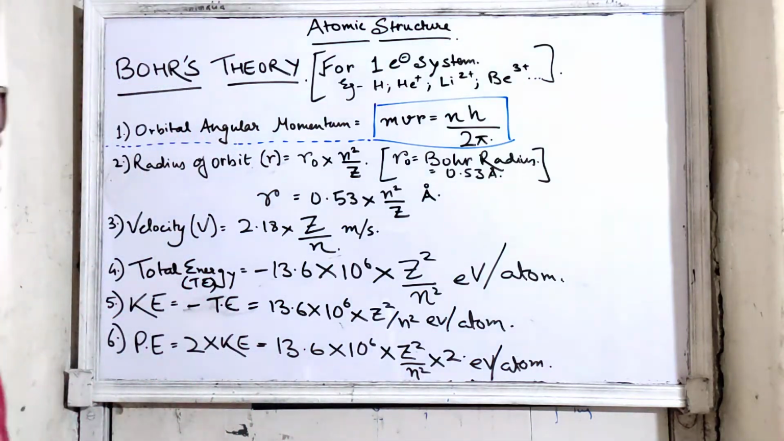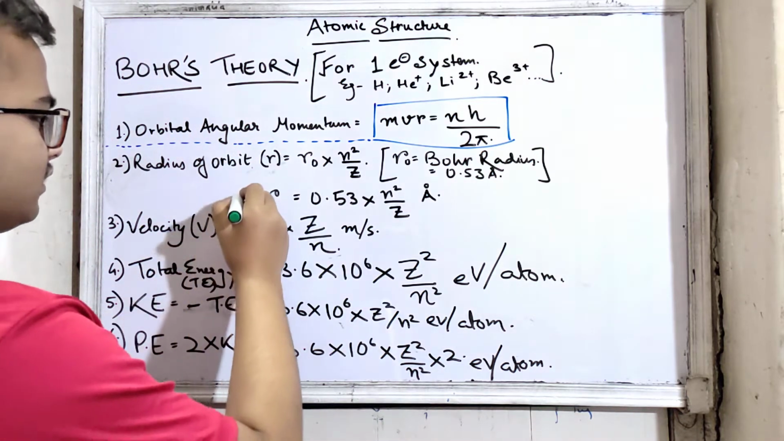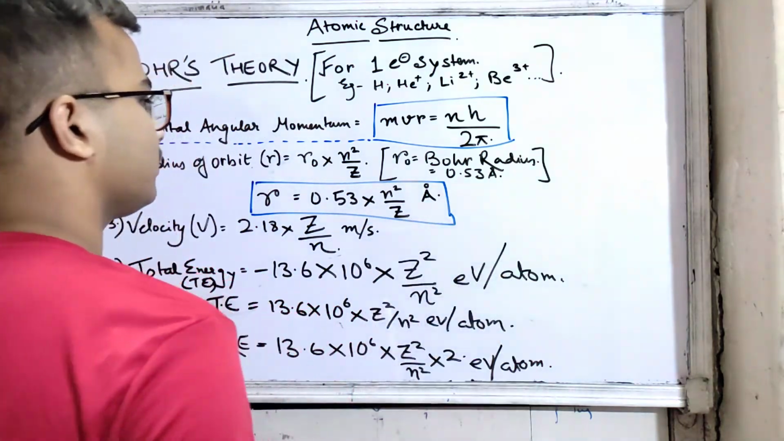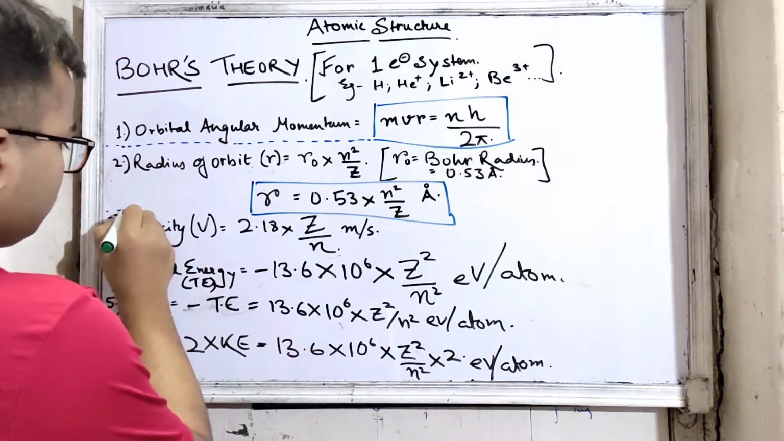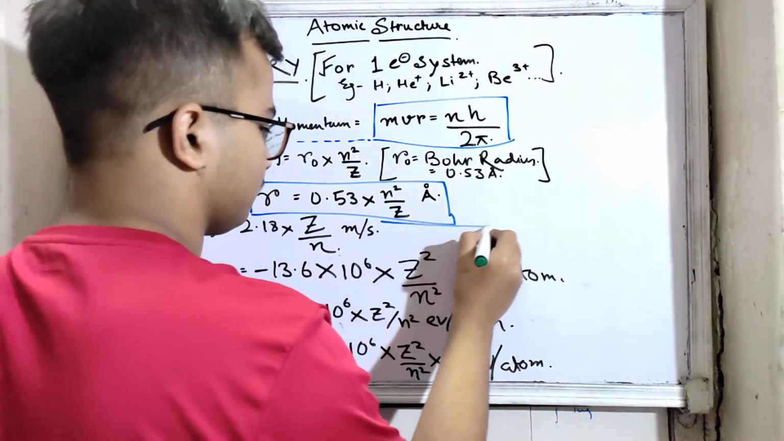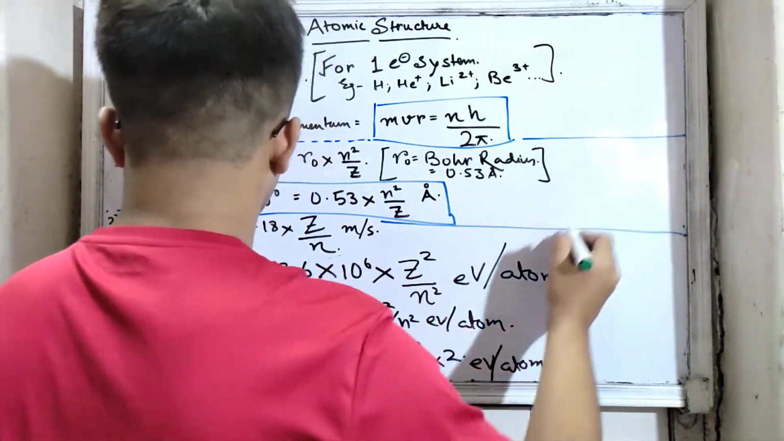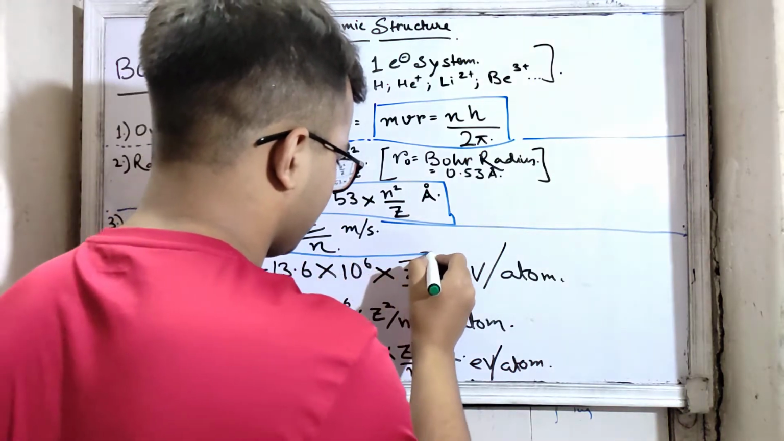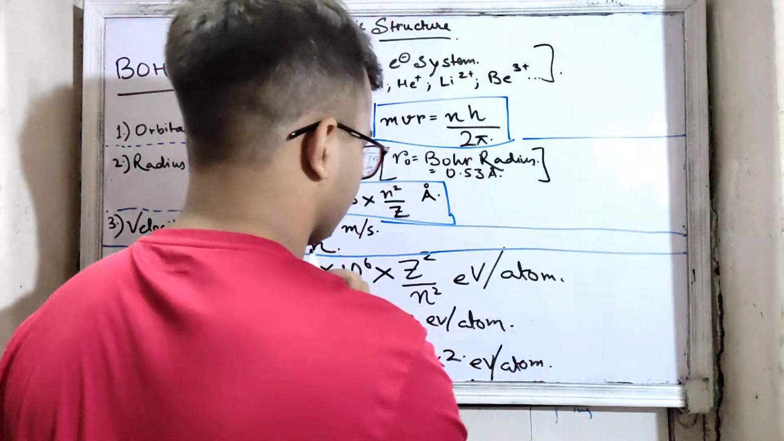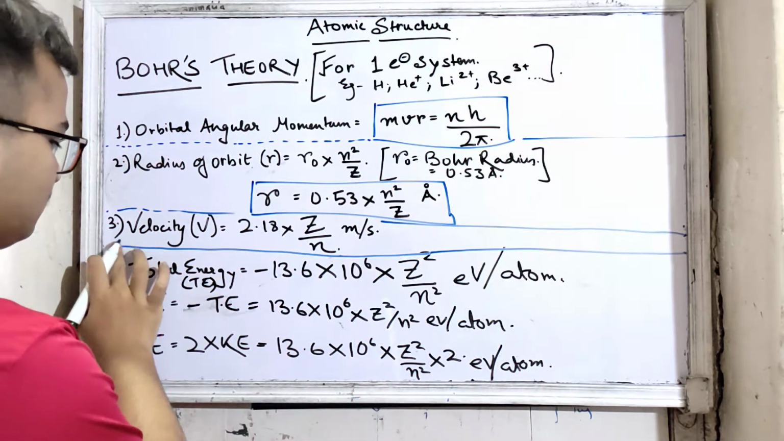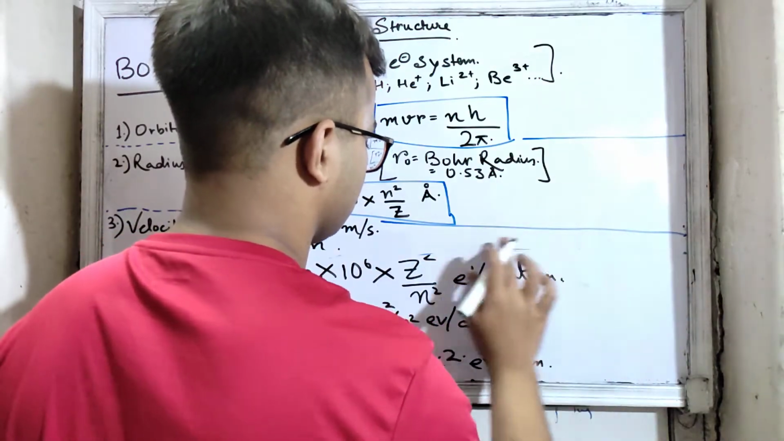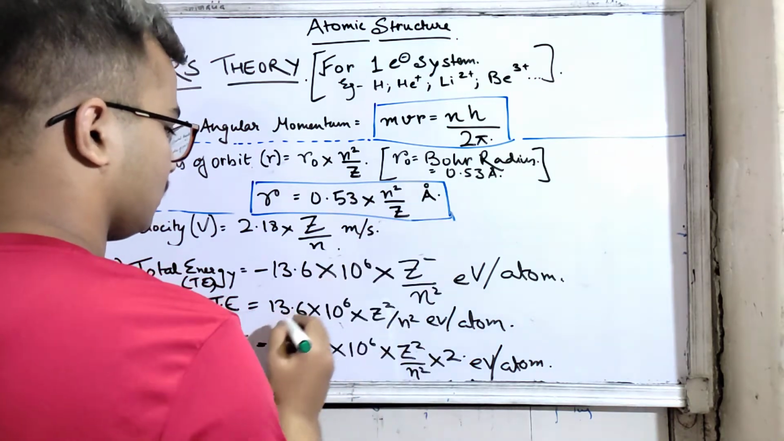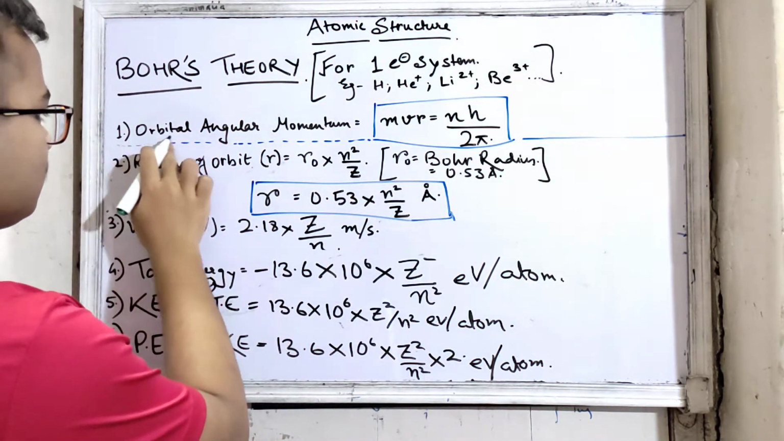Next thing we learned is the radius of orbit, this one. Moving on, the next one was the velocity. What is the velocity? Velocity is coming 2.18 into Z by n meter per second. Okay, it's becoming untidy surely. Let's not do this, let's keep it clean. So this is the velocity, this is the orbital angular momentum.